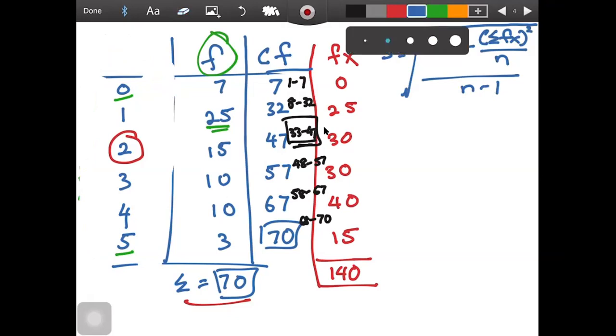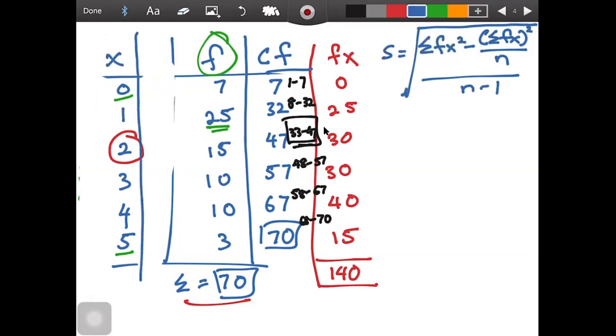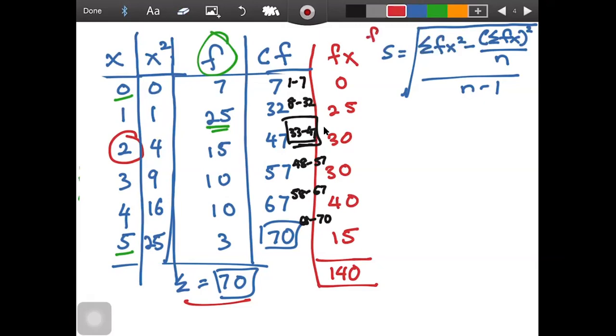Okay. So this is our x just now. So we need to calculate our x square. So x square here: 0 squared is 0, then 1, 4, 9, 16, 25. Then we need to times our f. I do it here, fx square.